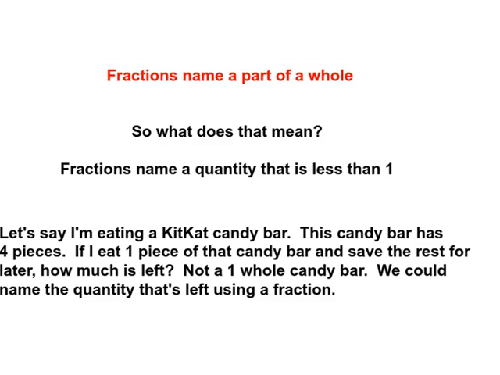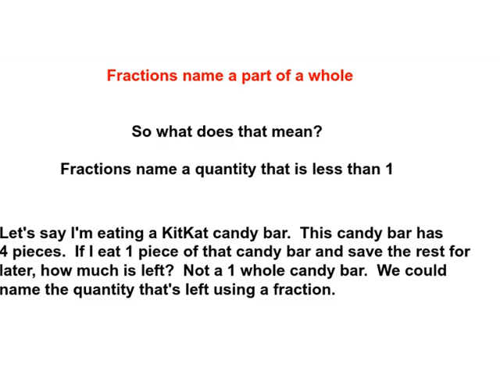So let's say we're eating that Kit Kat candy bar and there's 4 pieces in that candy bar. You know how it's kind of in 4 long bars? Well, if I break off 1 piece of that candy bar, I have a fraction of the candy bar. I don't have the whole thing. I have a little fraction of it. And so we could name what's left over as a fraction. We could also name how much we have as a fraction.